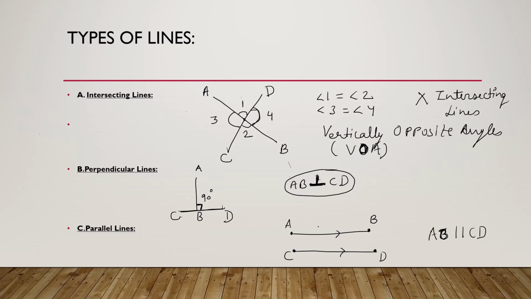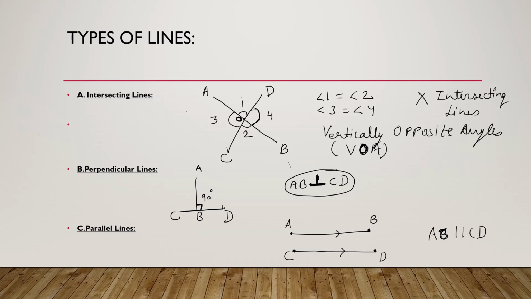So now I am going to discuss the types of lines. I am going to discuss three types of lines. First one is intersecting lines, second one is perpendicular lines, and third one is parallel lines. First I am going to discuss intersecting lines. So what are intersecting lines? AB is intersecting CD. Suppose the intersecting point is O. These lines are called intersecting lines.